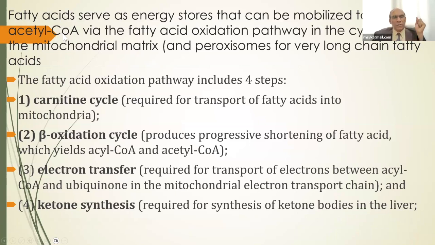So fatty acid metabolism involves 4 stages. One is the carnitine cycle, beta oxidation cycle, electron transfer, ketone synthesis. Carnitine cycle mainly is important to transport the long-chain fatty acids into the mitochondria. Beta oxidation mainly produces reduction from long-chain fatty acids to short-chain fatty acids, resulting in acetyl-CoA. Then electron transfer is required for the transport of electrons and formation of the ATP. And then ketosynthesis is required in the case of starvation.